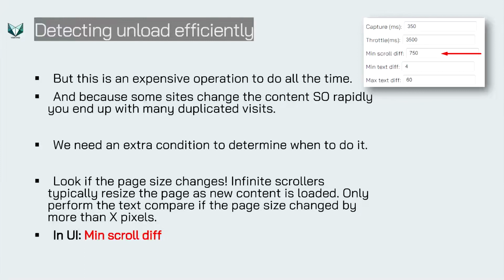So you'll see that in the tool, there's actually this thing called the minimum scroll difference, and that's in pixels, right? If there's more than 750 pixels change on the page size, that's going to trigger an event whereby we see if there's unloading, and if there's unloading, then we're going to decide to make a new visit, right? Given all of the constraints that we have, the document ready state, the DOM mutations, all of those things also come into play. But in certain cases, you can't detect the unload.